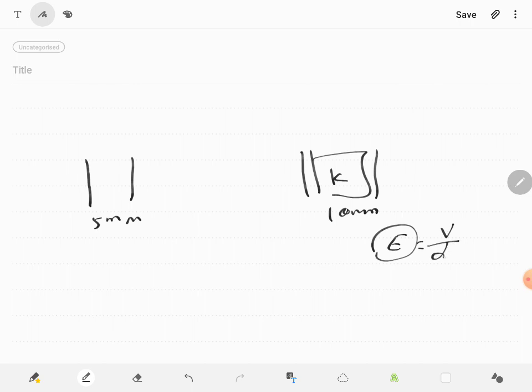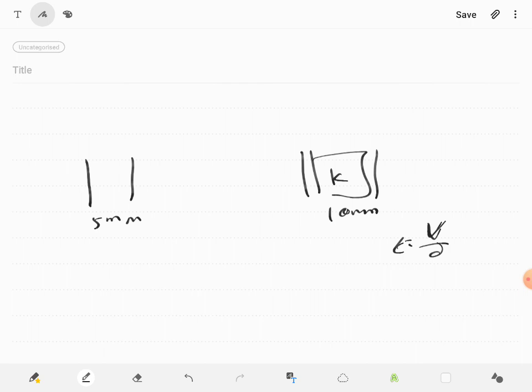E is equal to V by D. Okay, so it is still staying connected, right? It is still staying connected. E is equal to V by D. The potential does not change because it's still staying connected. D does not change. So E remains the same.